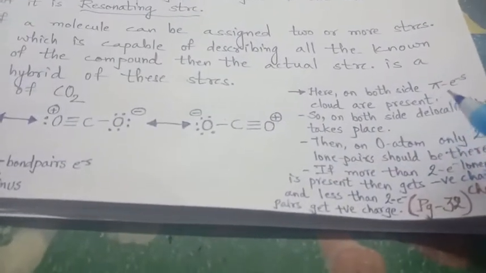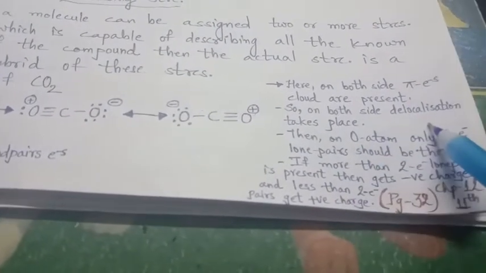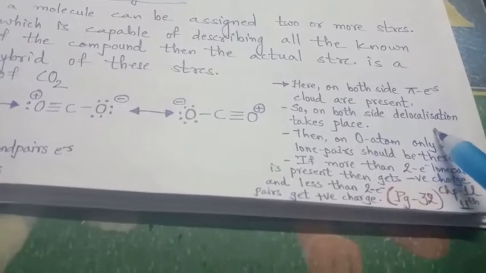Here on both the sides pi electron clouds are present. So on both sides delocalization takes place. See here, this is also delocalized, this is also delocalized. Once again I will remind you, delocalization means movement of the electrons, right? So this electron pair is moving here. This electron pair which is in the bond form is also moving. So delocalization is on both the electron pi clouds.